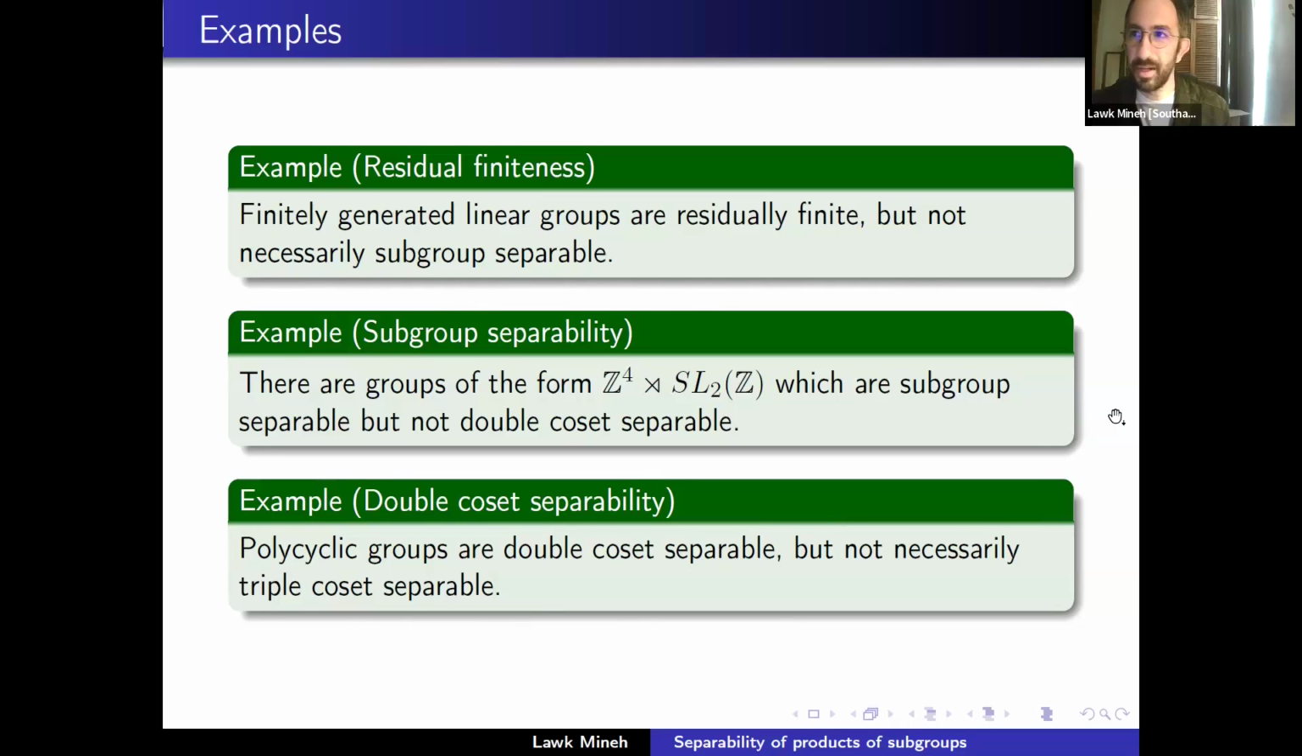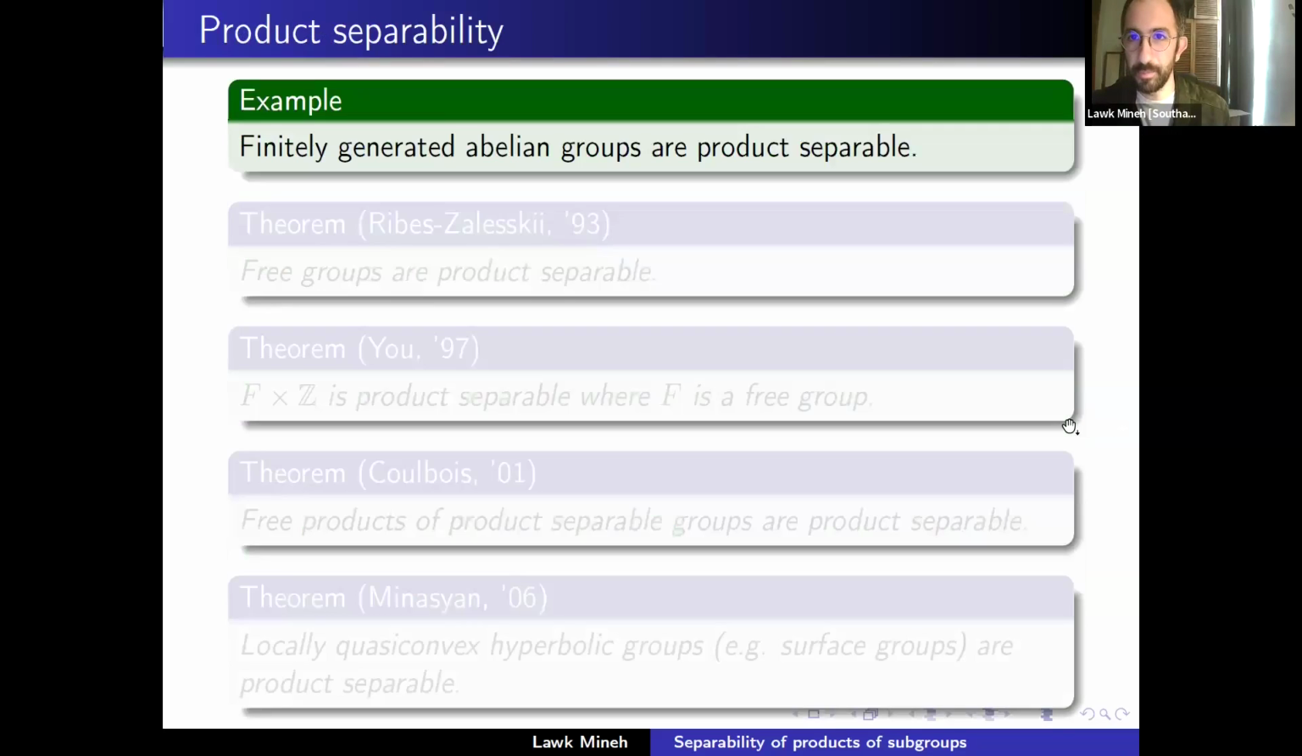Now, what can we say about products? There's a trivial example here, in a sense. Finitely generated abelian groups are product separable. It's maybe an easy-ish exercise. You can go away and try to do it. Spend half an hour thinking about it, directly from the definition, that finitely generated abelian groups are subgroup separable. This is quite easy. And then the fact that they're abelian means that the product of any finitely many subgroups is again a subgroup. So this is true for trivial reasons, but it's a nice example to have in mind.